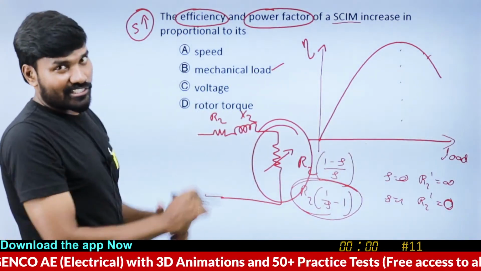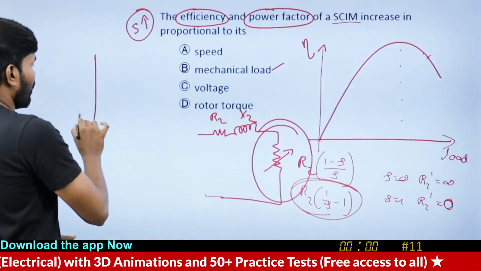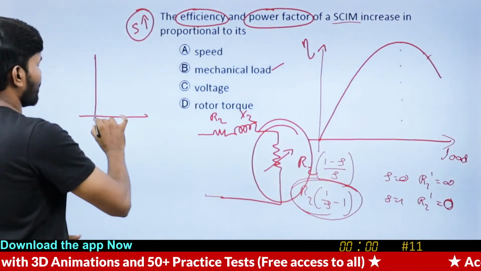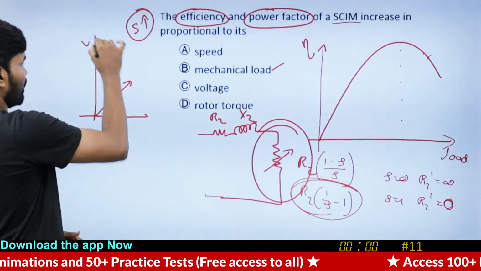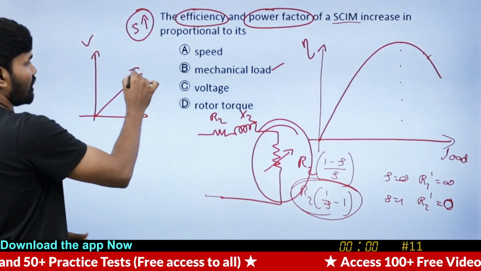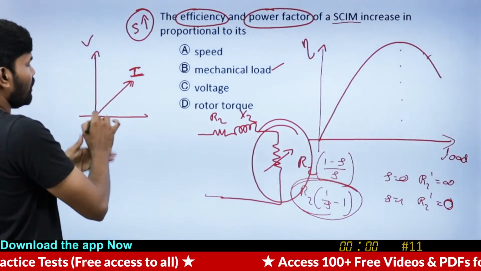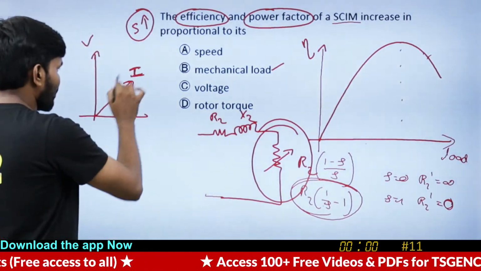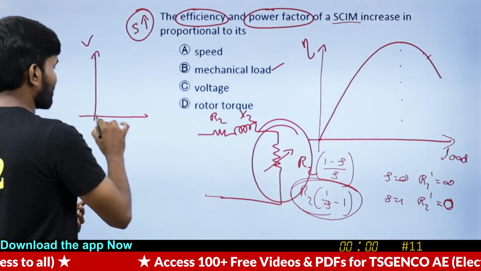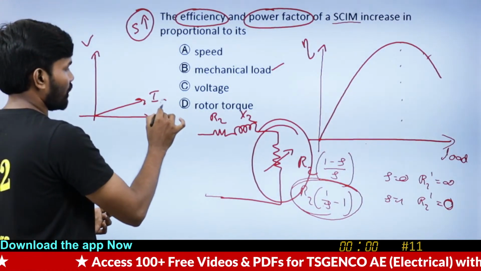So under no load condition, let's take a no load condition. Suppose it is drawing some amount of current. This is a voltage, this is a current, some lagging nature. Maybe a little more lagging, close to 90 degrees. Let's take it this way. No load current I naught.